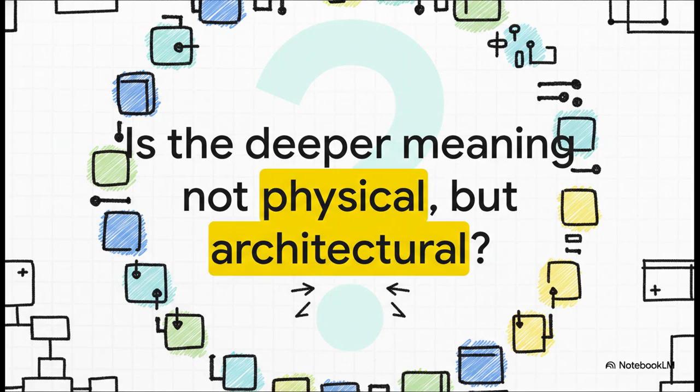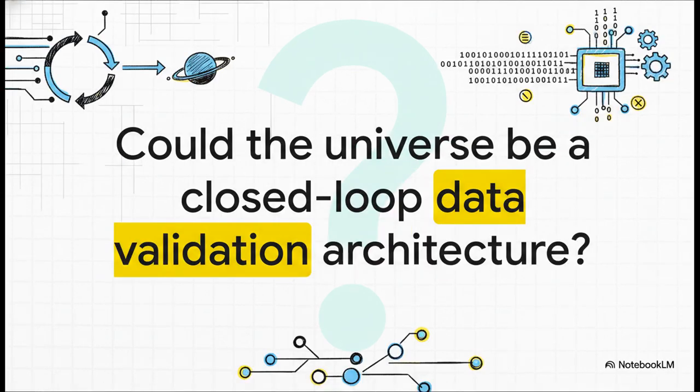And this all brings us back to the beginning, Professor Susskind. It brings us to a final and I think provocative question aimed directly at you. Is it possible the deeper meaning you've been searching for isn't physical at all, but architectural? Could the universe be understood not as a geometry, but as a closed-loop data validation architecture? What if reality isn't a place, but a process? This theory suggests that by looking at everything through the lens of a computational system, we might just find the precise mechanical answers physics has been seeking all along.